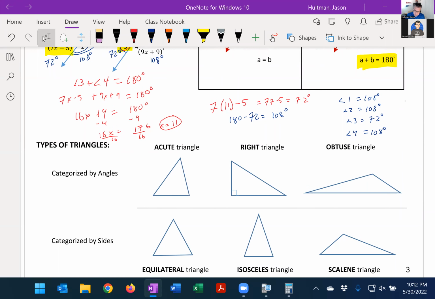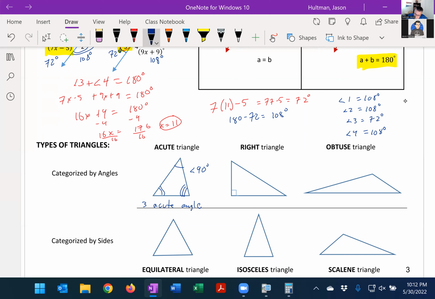Okay. Let's categorize the type of triangles. So the first triangle is an acute triangle. That means that every angle in here, they're not all the same angles, but every angle is less than 90 degrees. Okay, so this has the 3 acute angles. That's why it's called an acute triangle. It has all 3 angles that are acute. They don't have to be the same, but they are less than 90.